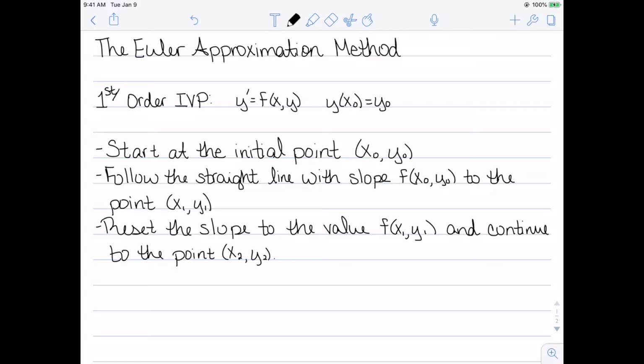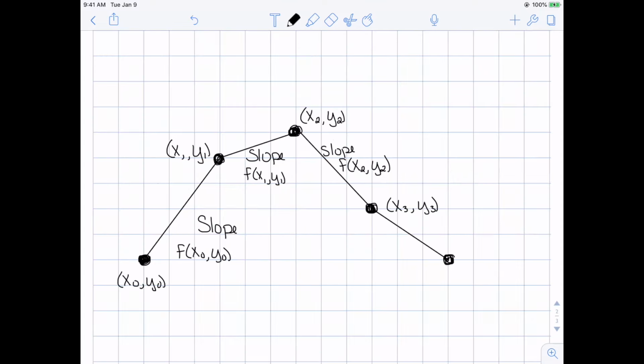So let's look at the idea of it. Here's a very basic example. Down at the bottom left, I have the point x0, y0. I use my differential equation to find f of x0, y0 and draw a line segment with that slope up to the point x1, y1. I then use my differential equation to find f of x1, y1 and draw a line segment with that slope up until the point x2, y2. I then use my differential equation to find f of x2, y2 and draw a little segment with the slope of that until the point x3, y3, etc.